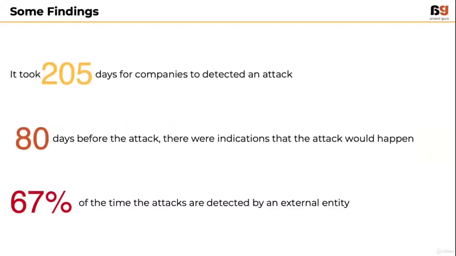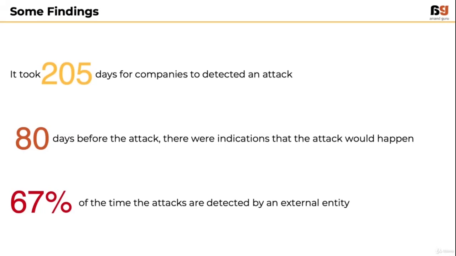With the findings that have been made in the past, it was noted that it took almost 205 days for companies to detect an attack. You can imagine how many days it takes to detect an attack when it's carefully carried out. 80 days before the attack, there were indications that it would happen. These indications are called IOCs, indicators of compromise, and that is what the SOC guys are looking at every day. When you are working in the SOC environment, you look out for indicators of compromise.